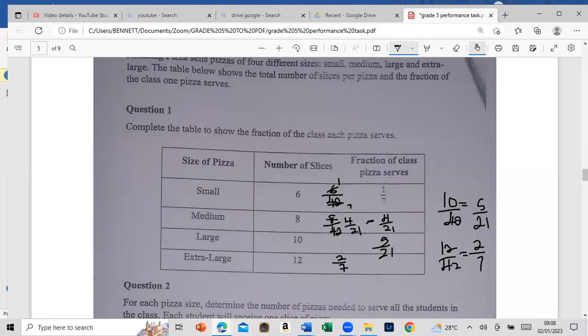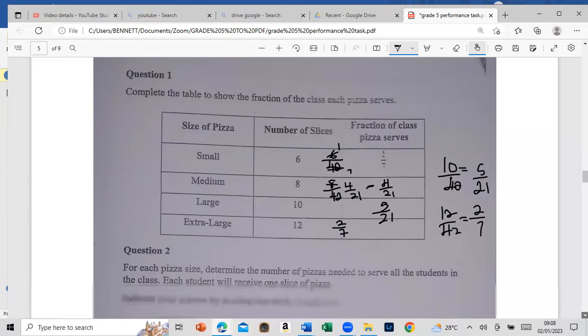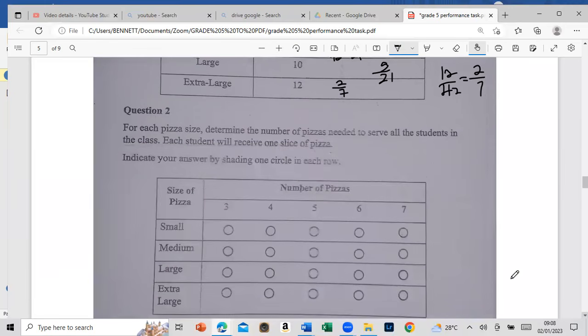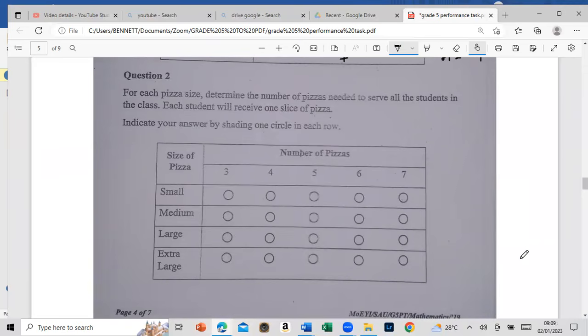All right, so let's get into it now. Question 2, they did say it was 5 questions. So let us go. Again, guys, remember you're encouraged to try. It said for each pizza size, determine the number of pizza needed to serve all the students in the class. Each student will receive 1 slice of pizza. Indicate on a circle in each row.